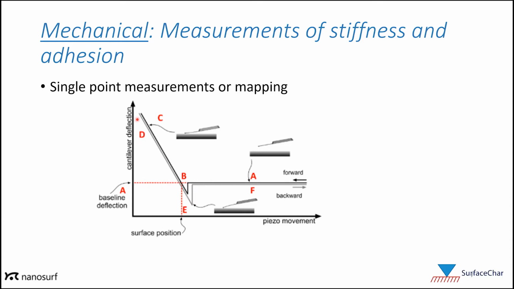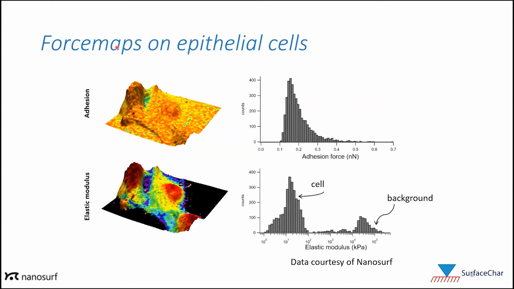You could poke your sample in an array. And so we can create a map of force curves where we create an array of these pokes and we extract the adhesion and elastic modulus, but now we get a map of each property on the surface. So this is an example of epithelial cells. Here's the adhesion on these epithelial cells, and we can quantify it and extract the histogram of the adhesion and see how homogeneous it is on the cell surface, fairly homogeneous here.